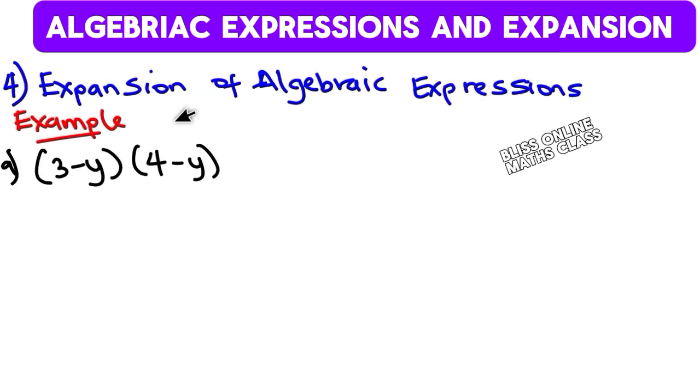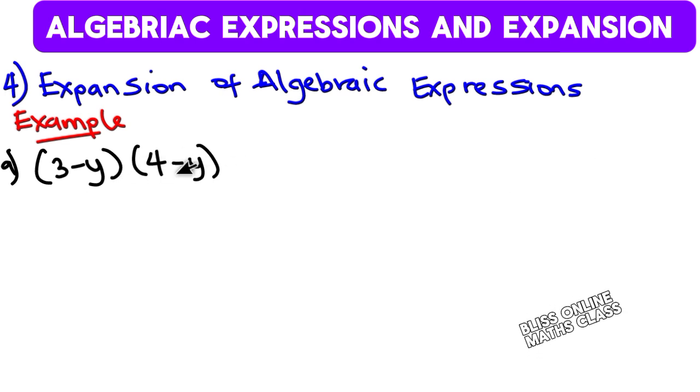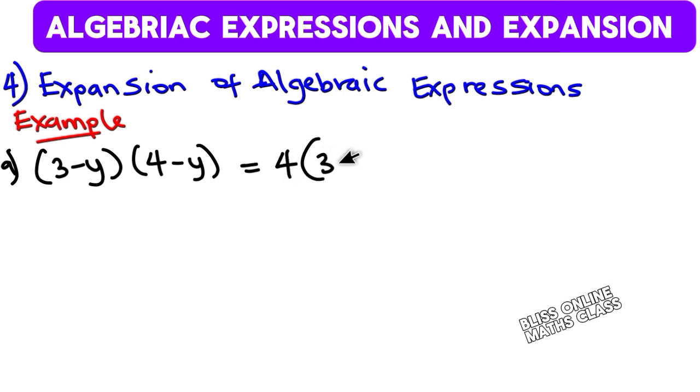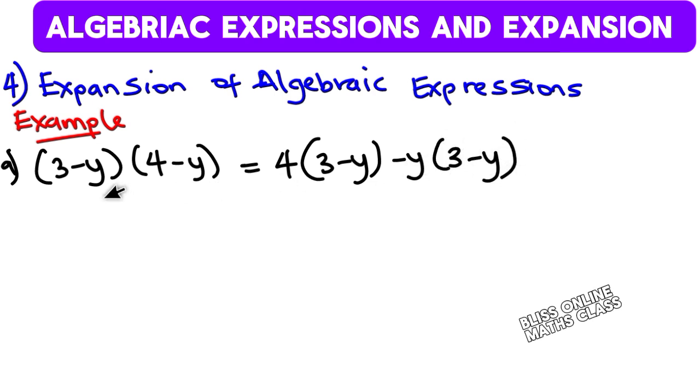Lastly, we'll be looking at expansion of algebraic expressions. So we have as an example bracket 3 minus y bracket, close bracket 4 minus y. How do we expand this expression? Remember, this is multiplication, this bracket multiplied by this bracket. So we are going to be using each of these numbers, this number to multiply this whole bracket, and this letter to multiply this whole bracket. And this will be equal to 4 multiplied by 3 minus y. Then we have minus y multiplied by 3. So we are expanding this expression.